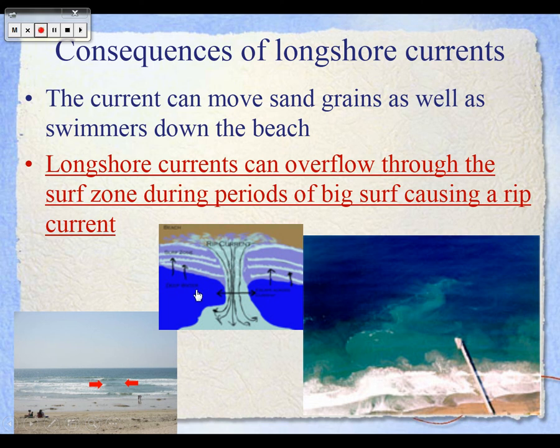A rip current you can actually see if you're sitting on the beach. This is actually a rip current right here, where you have waves, a seemingly flat area, and then waves again. That's a rip current. If you're high up, you can see the sediment in the water, the sand or the silt, whatever happens to be in there. You can see that that is carried away with a rip current.